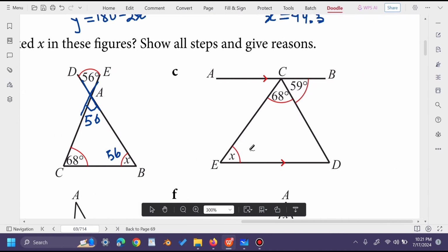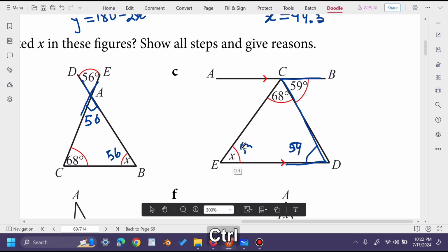For part C, we need to find this x. We can see another rule being applied. There are two parallel lines, and with parallel lines we look for alternate angles. Due to alternate angles we came to know that this is going to be 59. And now the sum of angles in a triangle is 180 degrees. So 180 minus 59 minus 68 is finally going to be 53 degrees.